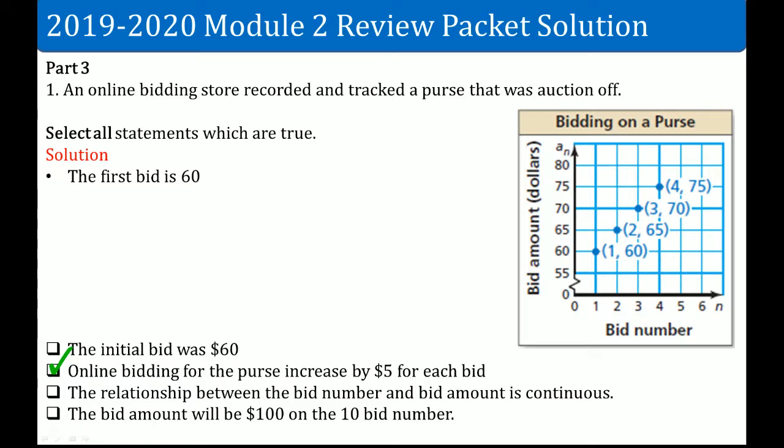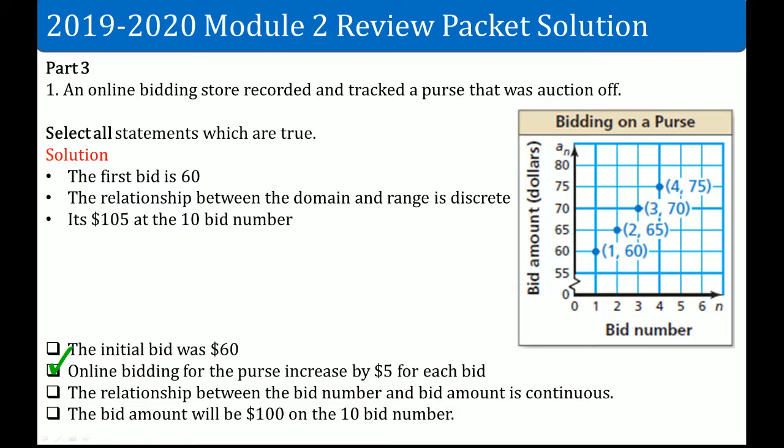The relationship between the bid number and bid amount is continuous. That is false. It is discrete. Look at the graph. It's each point. And the last one, the bid amount is 100 at 10. Nope. It would be 105 at the 10th bid number. Okay.